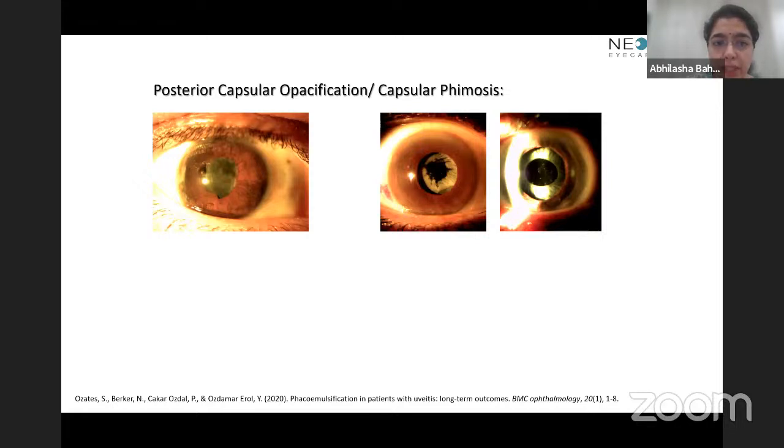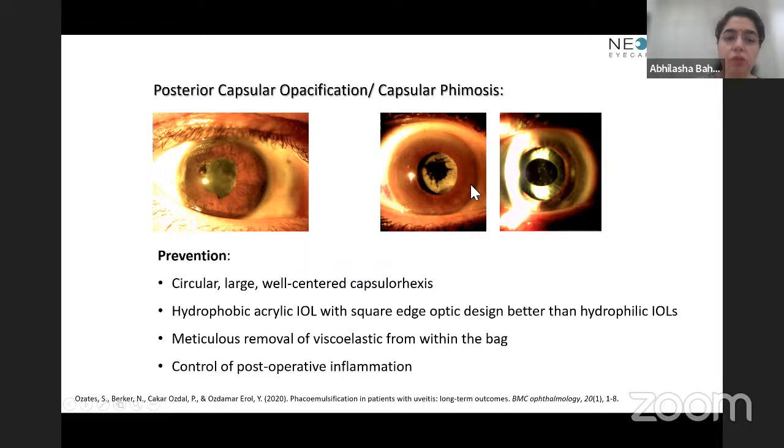Now, coming to posterior capsular opacification and capsular phimosis, this is the most common complication following cataract surgery in uveitic eyes. You can also see cocooning of the lens. So there is a posterior as well as an anterior capsular membrane. And here you see a case of capsular phimosis. It can be prevented by making a circular, large, well-centered capsulorhexis.